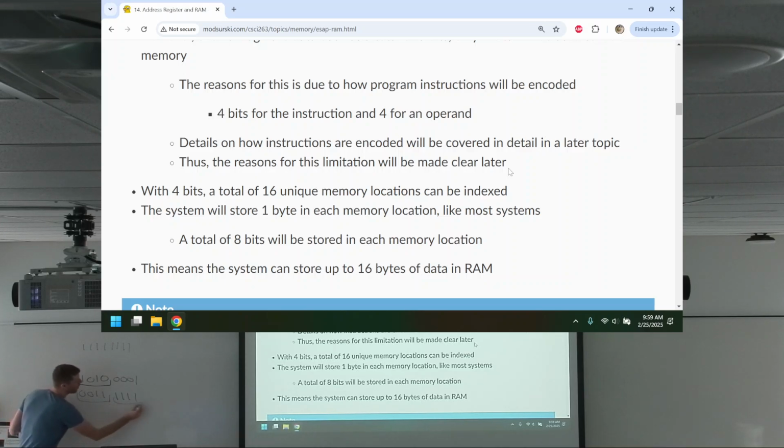So only 4 bits can be used to index RAM, because 4 bits are used for the instructions, like the operator, and 4 for the operand. If I have 4 bits for instructions, how many possible instructions could I have? Come on, you better know this. Let's go. Come on. 16.